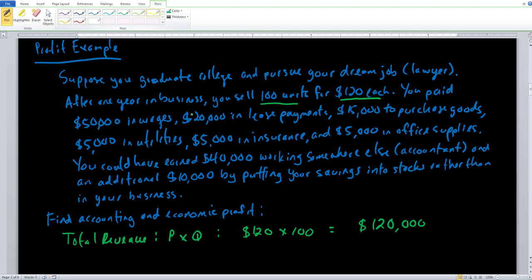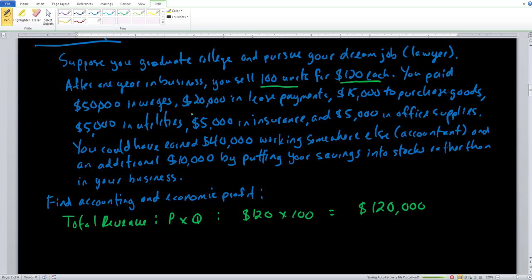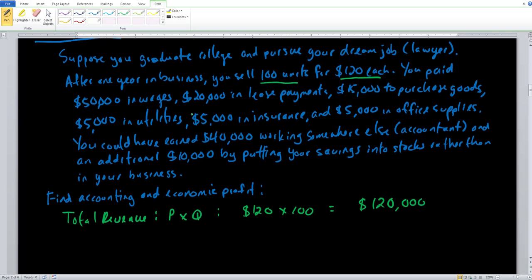The second step is to go ahead and find your explicit costs. Remember, there are two different types of profits. Accounting profit takes your total revenue and subtracts out all of your explicit costs. So here, we'll build up another column, explicit costs. Just by taking a look at all of the information being provided to you, what are your explicit costs? Remember, explicit costs are costs that you pay directly to another individual or another economic entity.